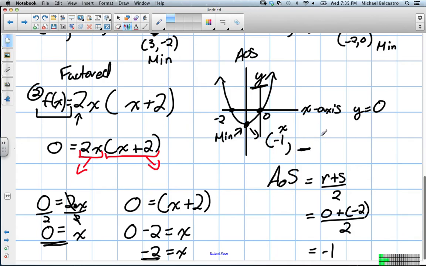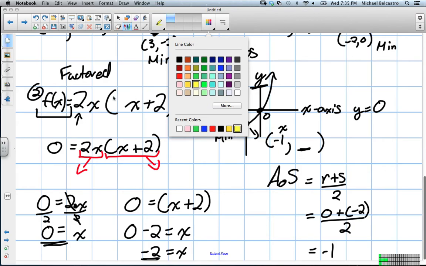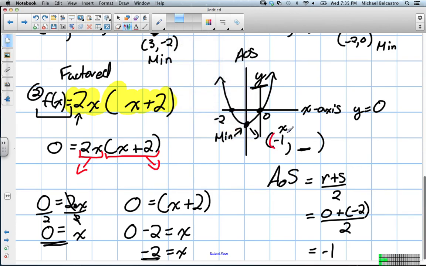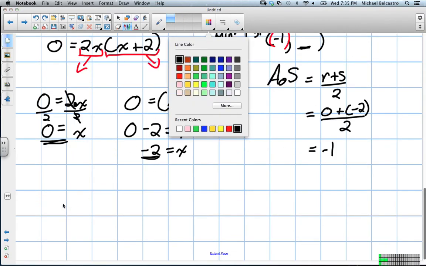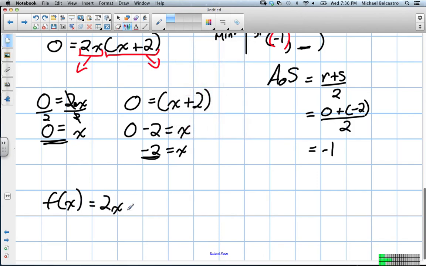We've got to find the y value. In order to do that, we take our x value and plug it into the original equation. Here was our original equation. We're going to take our x value, which is negative 1, and plug it in for both x values. Then we solve for f of x, or the y value. So let's plug it in. The equation was f of x equals 2x times x minus 2. We discovered that x equals negative 1 is the vertex, so we plug it in.